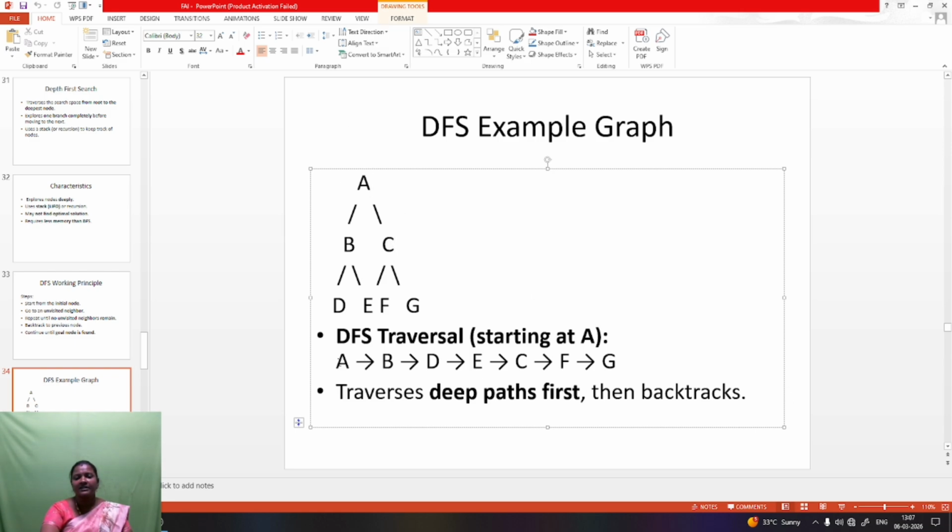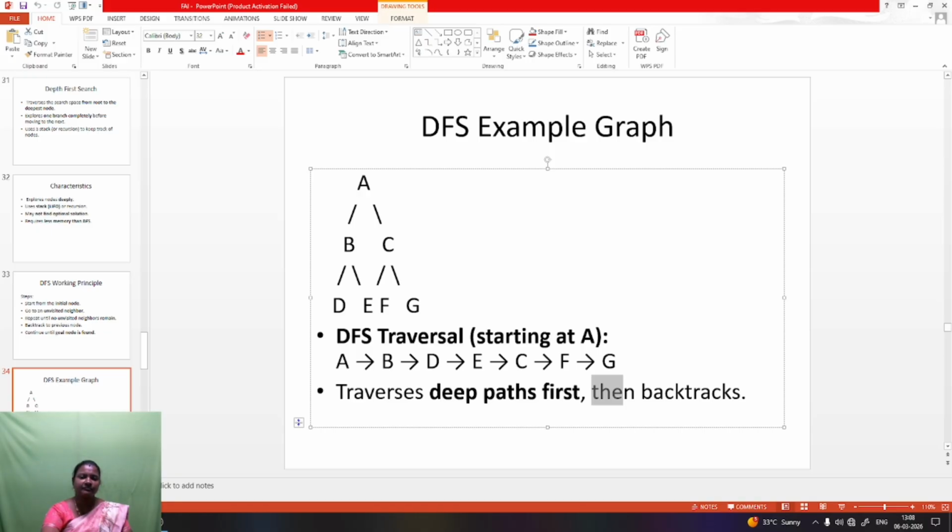This is the traversal order of the DFS algorithm. Here we travel in a depth-wise manner, so we term this the depth-first search algorithm. Here first we traverse the deep path first, then if there is any dead end or any visited nodes, we perform backtracking.